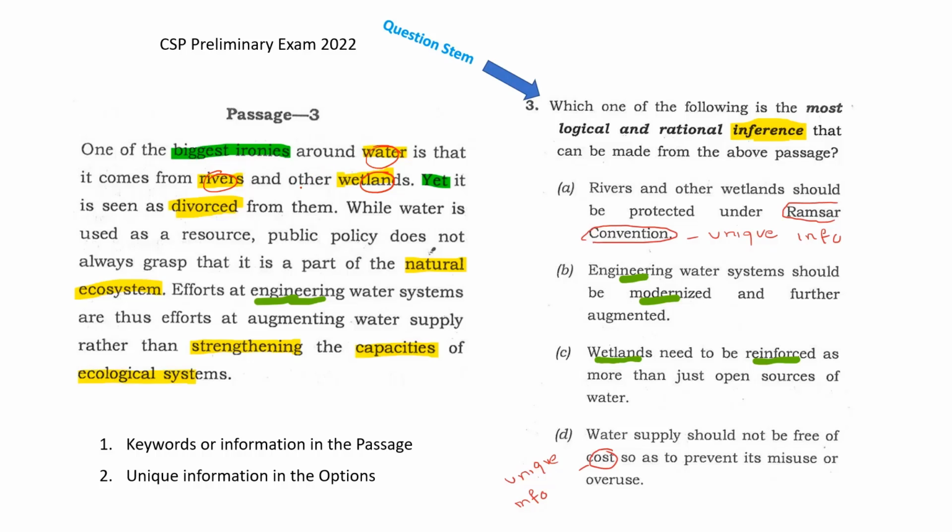So what's the meaning of irony? Irony means contradiction, contrary to what is expected. The result is just the opposite of what is expected. That is irony. His security men shot him dead. His security men, they have to provide him security, but they killed him. That is an irony. So water comes from rivers and other wetlands.